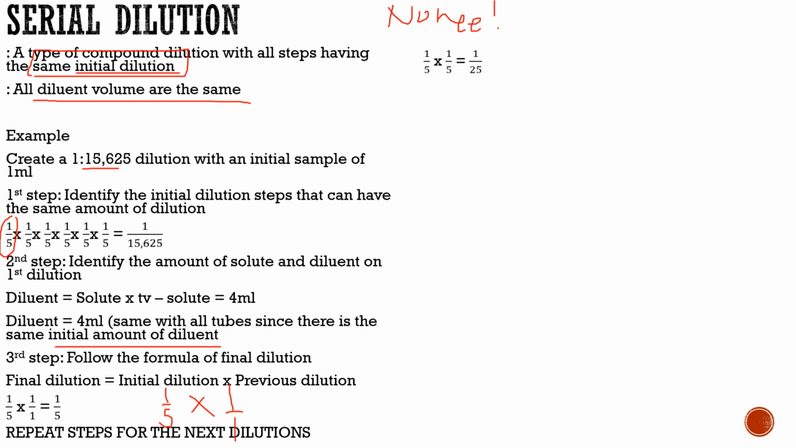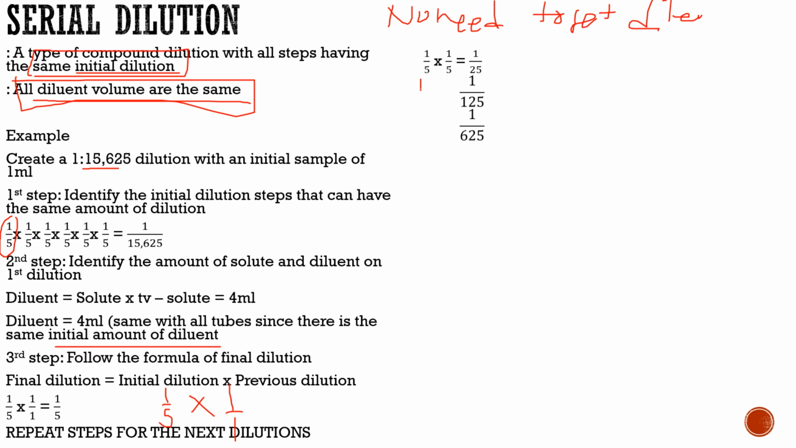There is no longer a need to get the diluent volume, class. Kasi again, all have same diluent volume. So kung ano yung diluent volume, whatever your diluent volume on the first dilution, it will be same with all the steps. So we have here your second tube naman, 1 is to 5. Multiply mo siya sa previous dilution mo, you get 1 is to 25. So, kaya siya naging 1 is to 125.